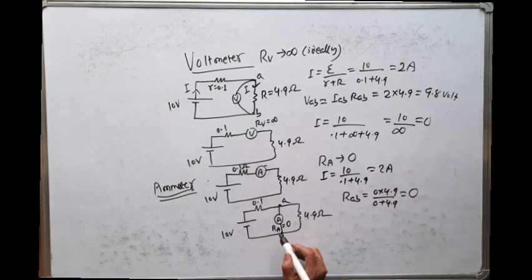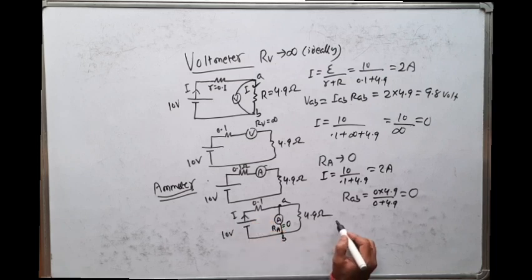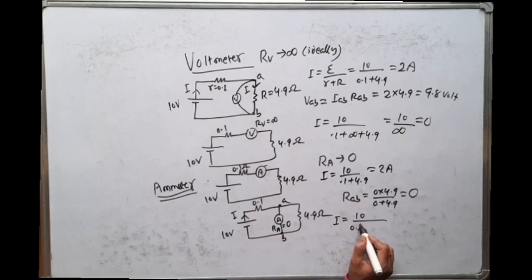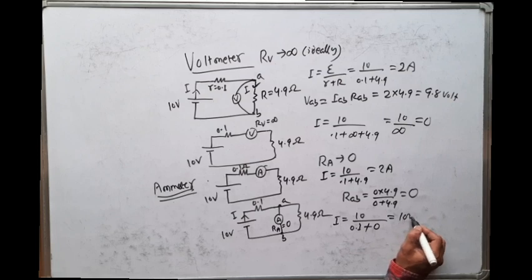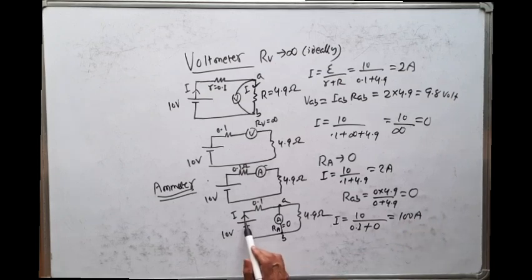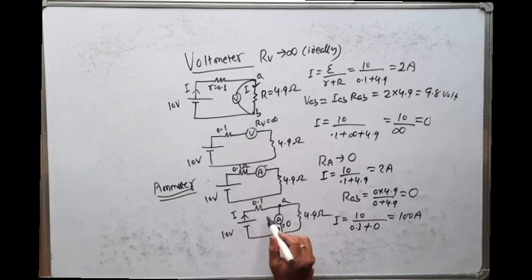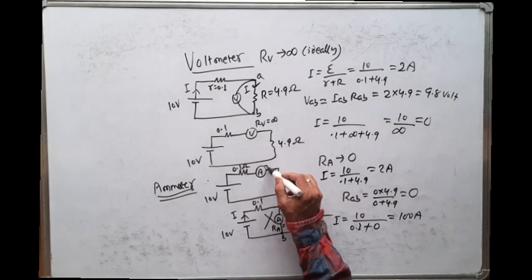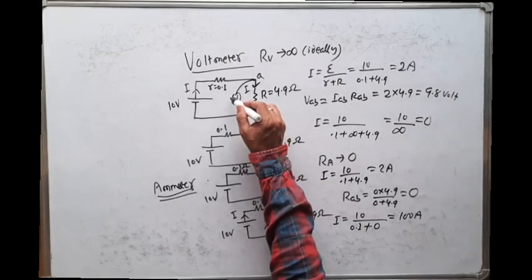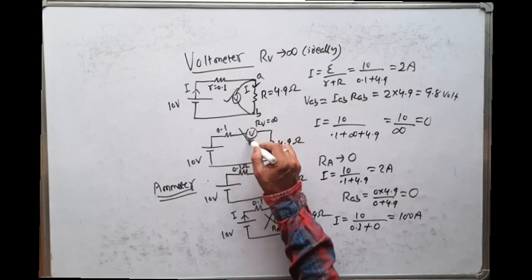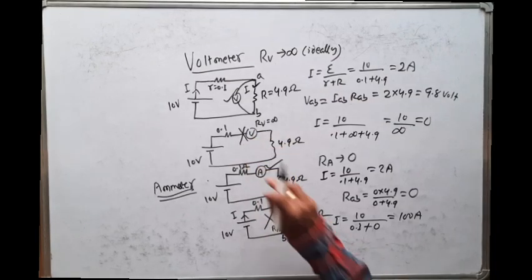So if it is 0, then what is the net current? Net current is equal to total voltage 10 divided by this 0.1 ohm plus the equivalent of these two resistances, which is 0, so you will get 100 ampere. You see, 100 ampere current is too much. When this 100 ampere current passes through the ammeter, the ammeter will burn. So that's why an ammeter is never connected in parallel. Ammeter is always connected in series. Similarly, a voltmeter is always connected in parallel, so a voltmeter is never connected in series.